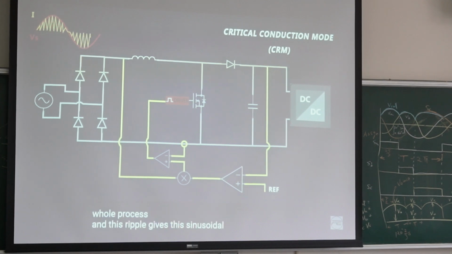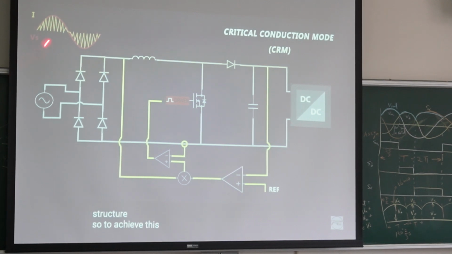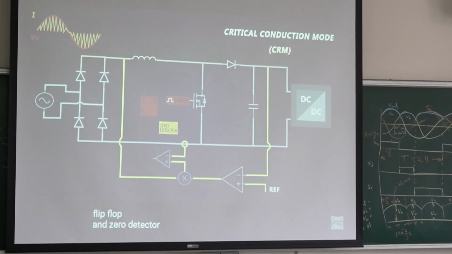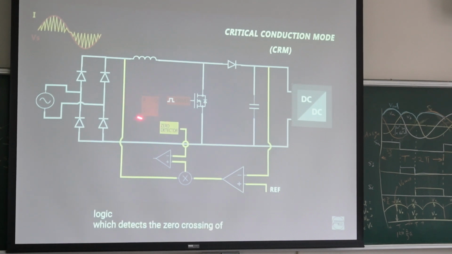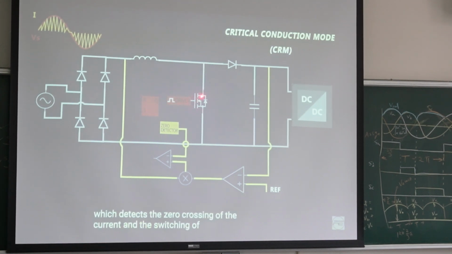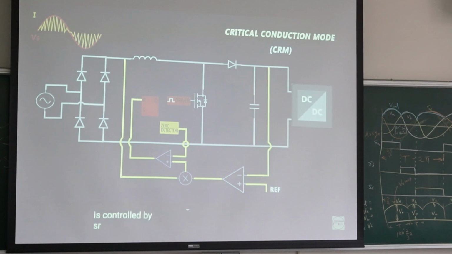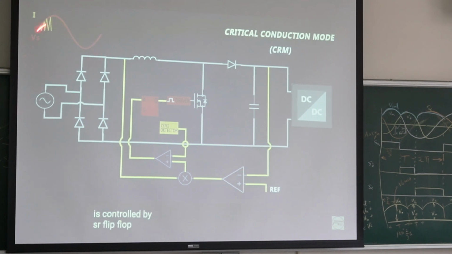So you can see this is the real current. This is the sinusoidal structure. But the fundamental is still sinusoidal. We have got an SR flip-flop and a zero detector in the controlling logic, which we use to detect the zero crossing of the current and the switching control of the MOSFET switch. The switch is controlled by the SR flip-flop. Then we can obtain this waveform.